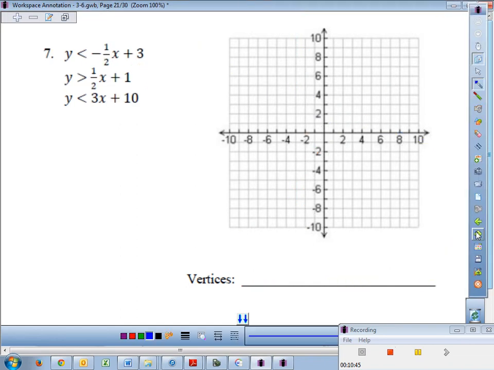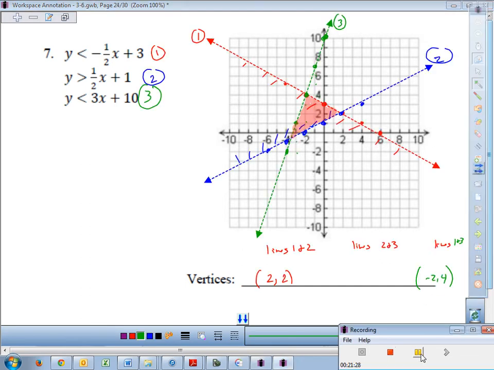Next ones. Not so pretty on all of them. On 7, they're all in slope-intercept form, so let's get them all graphed and numbered. If you want to pause the video to get that done, you can do that. But graph, number, and shade, and then we'll find our vertices back together when we're ready for that. So pause the video, get that done for me.